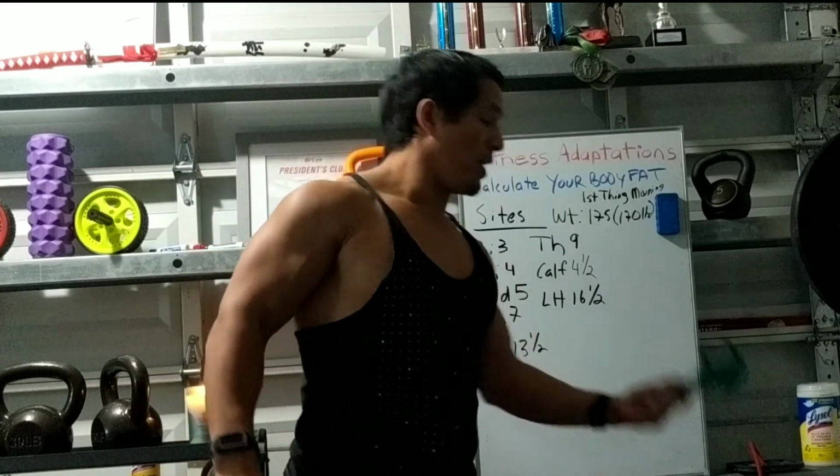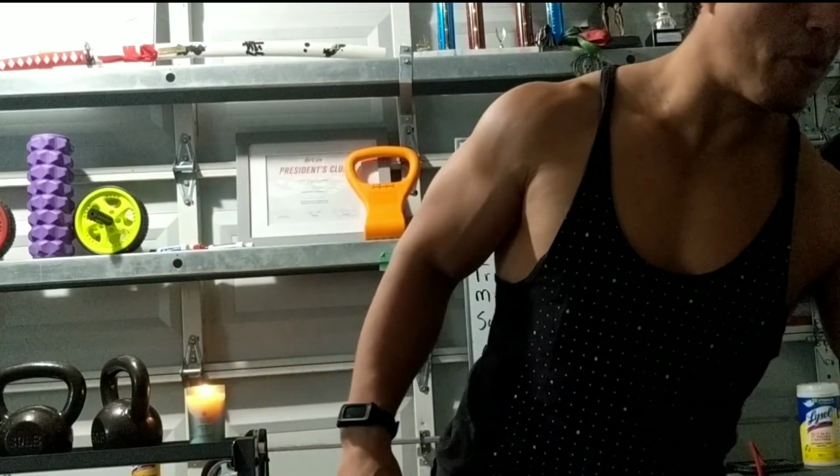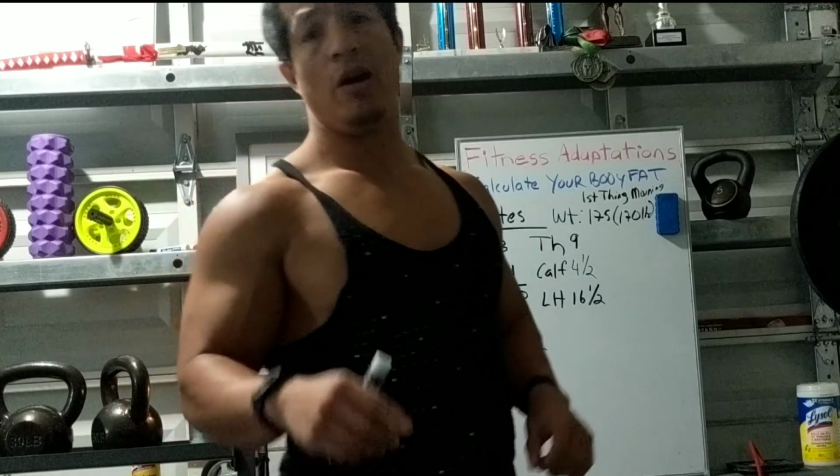But again, all you need is a body fat caliper. Get your numbers, get your weight, and in the description below I'm going to put the weight scale that I use and the calipers that I use, so you can purchase them from Amazon. All right, so right now, let's go into the computer and see what my results are.